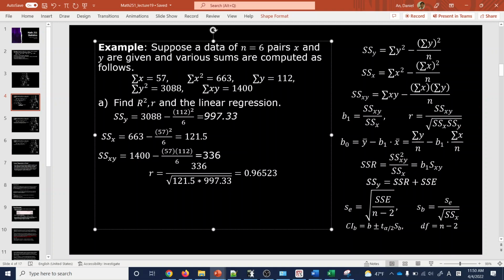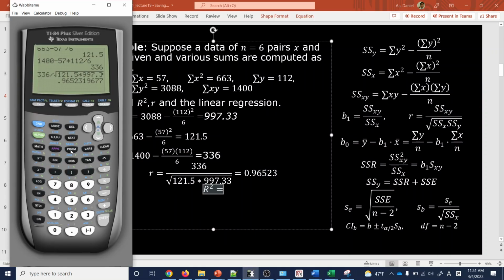Now we have to calculate the r squared. Are you going to square that? Yes, which is the square of the small r. So you just have to square this, and that's 0.9316.